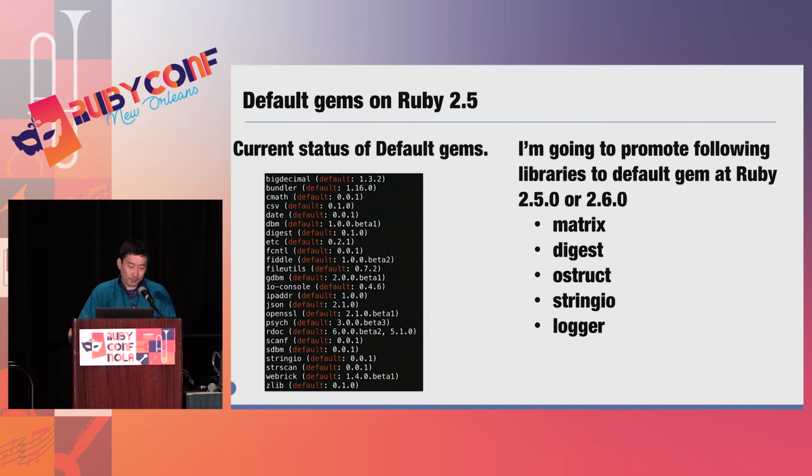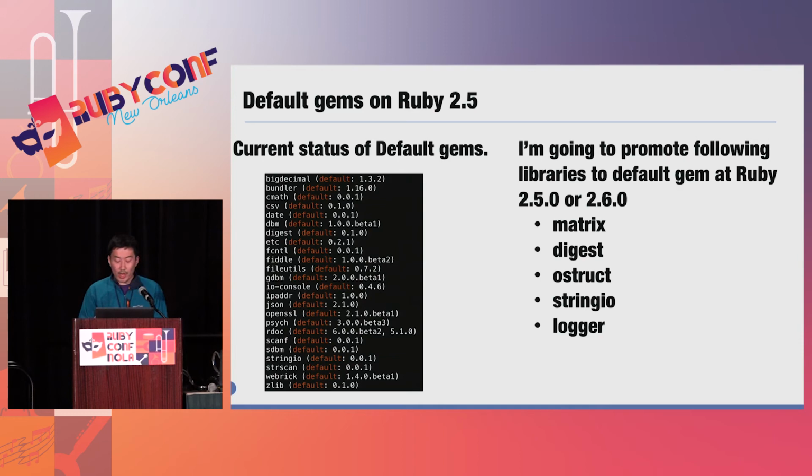So this is a list of default gems in Ruby 2.5, targeted for release on December 25th, Christmas Day. When the gem list command is invoked, it shows a list of installed gems like this. You can see default stringio in this result. These are default gems. You can see these results at the end of the year.